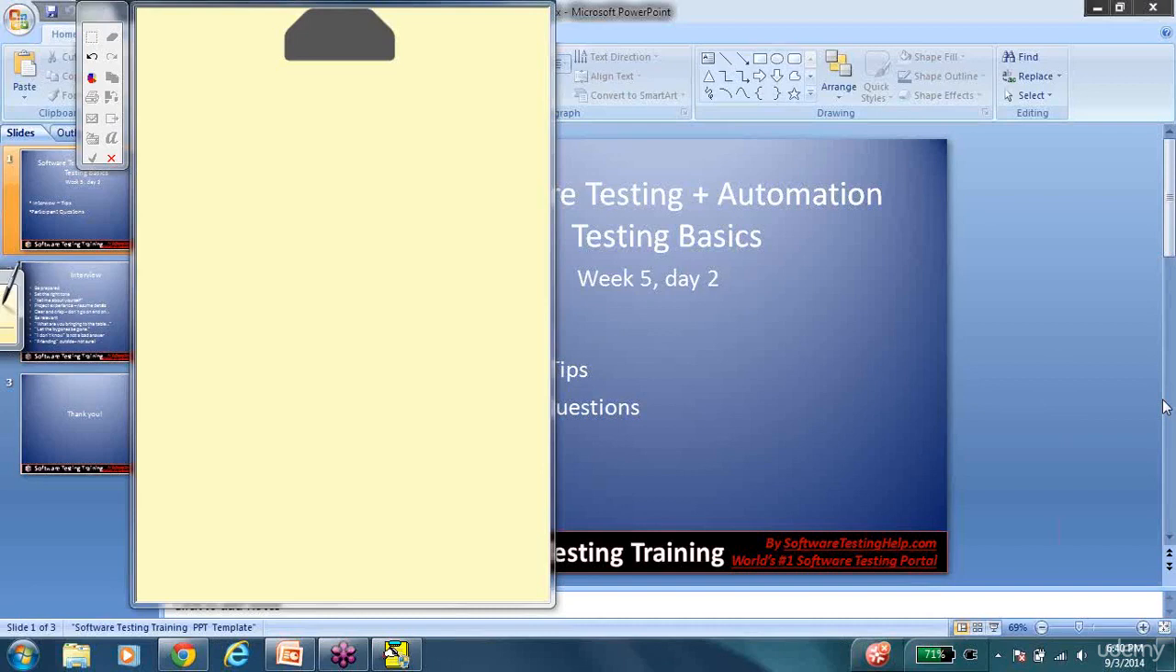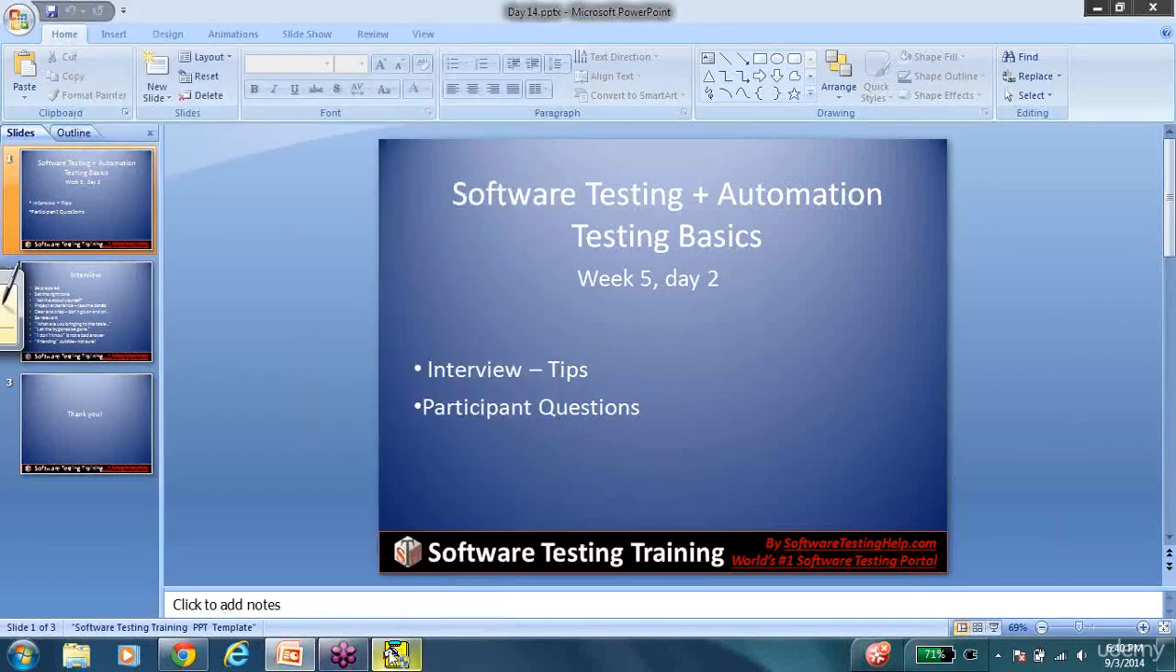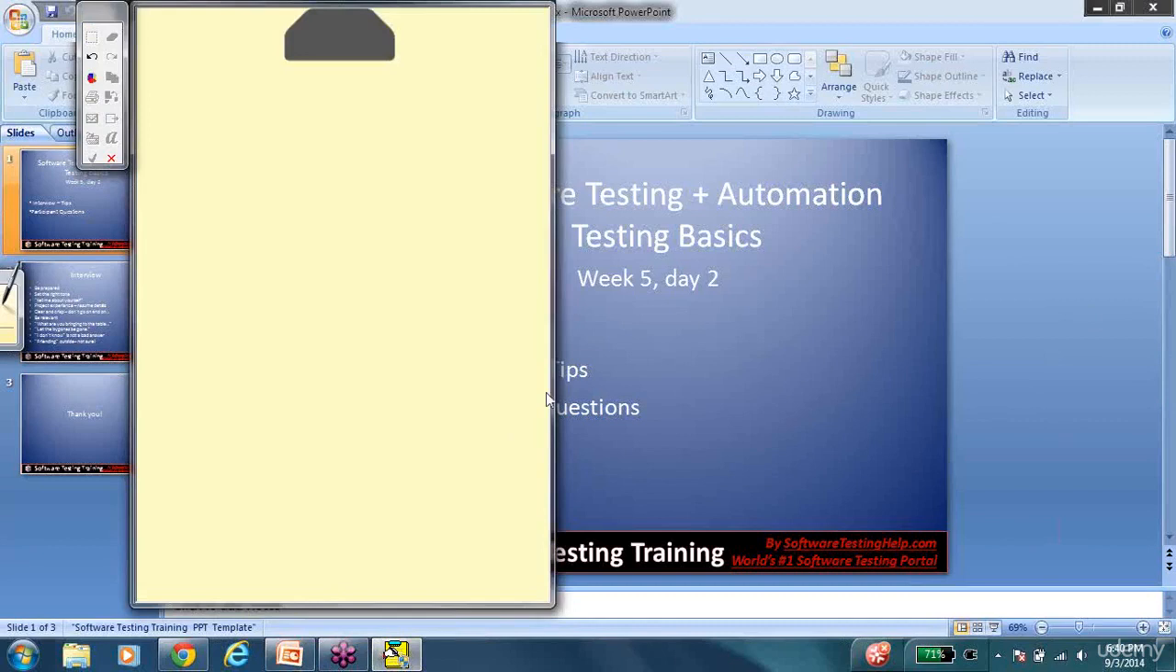Those are the 5 broad areas of questions that you can expect. For all the technical related questions, you can check out our blog, Software Testing Help. I myself have written 7 to 10 articles on interviews, and there are lots of other authors who have contributed interview-related questions and everything. So be sure to check that out.